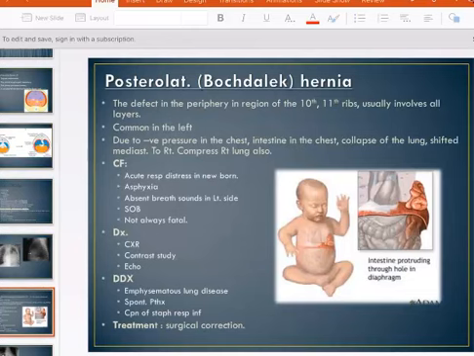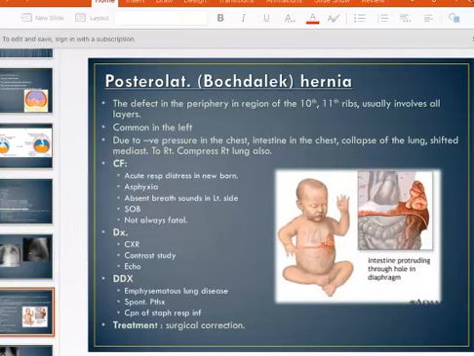Second is a very, very important one, what we call the posterolateral or Bochdalek hernia. This is the defect in the periphery in the region of the 10th and 11th ribs, usually involving all the layers. It is common on the left side more than the right, because the right side is protected by the liver, but it can also occur on the right, though mainly it is on the left side.